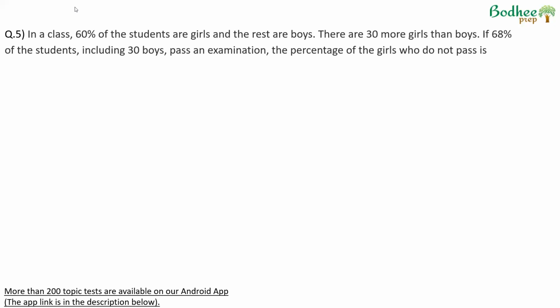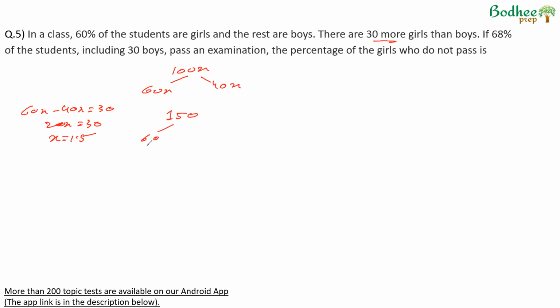In a class, 60% of the students are girls, the rest are boys. There are 30 more girls than boys. So if there are 100x students, 60x are girls, 60%, and 40x are boys. There are 30 more girls than boys. Therefore, 60x minus 40x is equal to 30, which means 20x is equal to 30, or x is equal to 1.5. That means the total number of students is 100 into 1.5, 150.